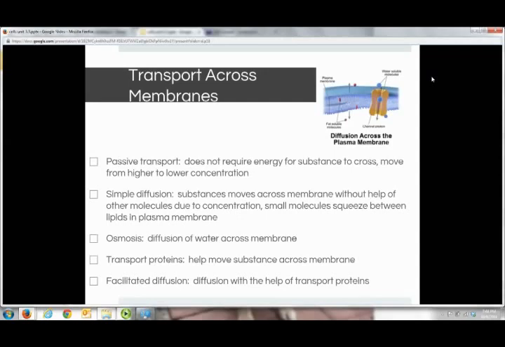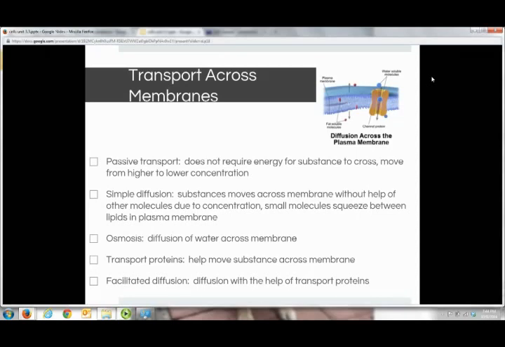One special type of transport is osmosis. This is the diffusion of water across the membrane. This will happen if there are unequal concentrations of water on both sides of the membrane. It will want to equal itself out.